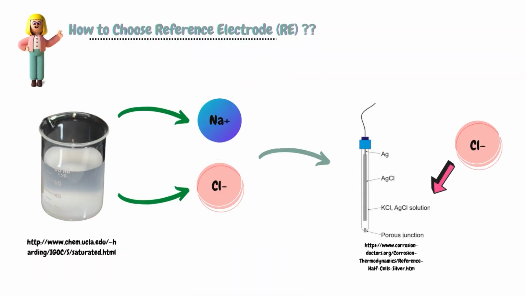Basically, the determination of a reference electrode depends on the electrolyte of the solution. To be more clear, let us have a look at an example. Let's say we have a sodium chloride solution. In order for us to determine the type of reference electrode, we must consider the presence of ions in the electrolyte. In this case, it is a chloride ion. So, the most preferable electrode for this solution is silver-silver chloride.